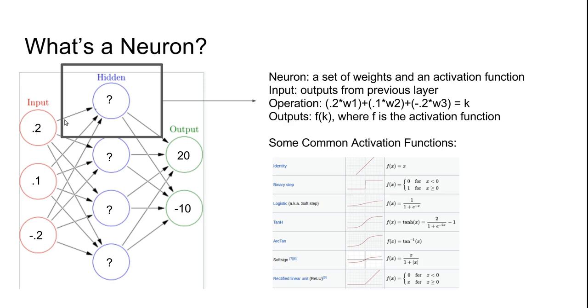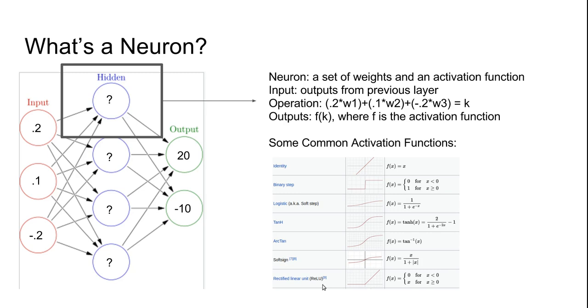What it does is it multiplies each input with the corresponding weight. So negative 0.2 times weight 1, -1 times weight 2, -2 times weight 3, and then it sums up those values to get some scalar. I call it k here, and then it applies an activation function to it. So what's an activation function?